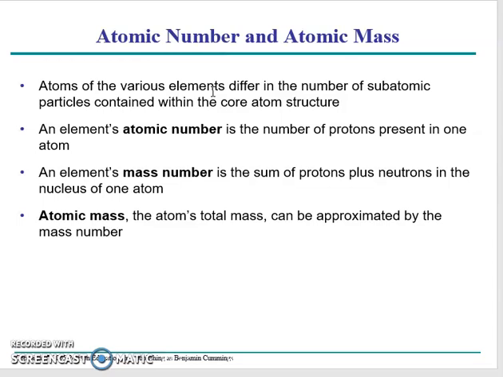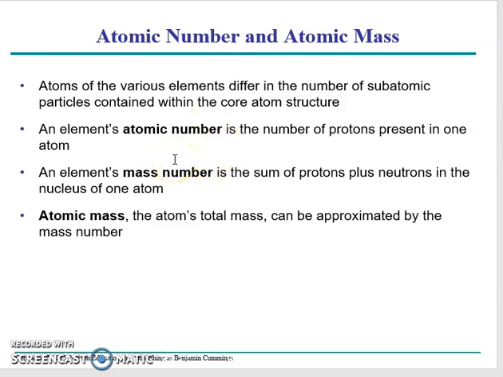An element's mass number is the sum of protons plus the neutrons. Neutrons and protons actually have a little bit of mass to them, and that gives the atom the huge majority of its total mass. The electrons really don't weigh very much. It's negligible, really. It doesn't even really make sense to count the electron mass. So the atomic mass is the number of neutrons added to the number of protons. So that can be pretty much approximated by this.